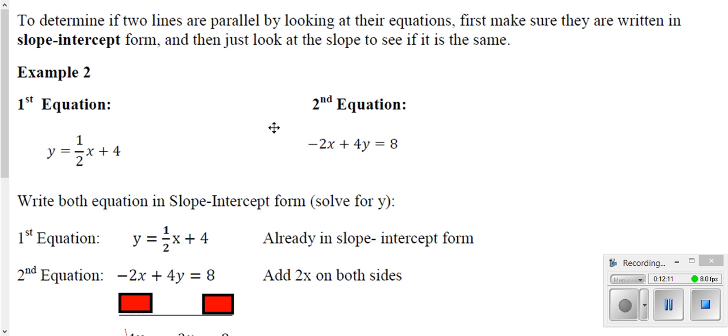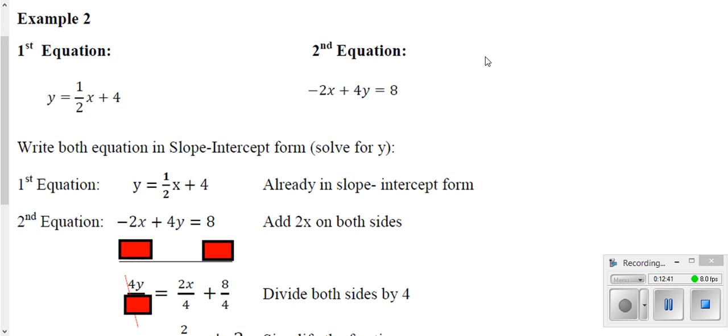Our next example is with equations. We said we'd check to see if lines are parallel with a set of points or with two equations. See if two equations represent parallel lines. To determine if two lines are parallel by looking at the equations, first make sure they're written in slope-intercept form. That way we can see the slopes, see if they're the same, and then see the y-intercepts, see if they are different. Then just look at the slope to see if they're the same, right?